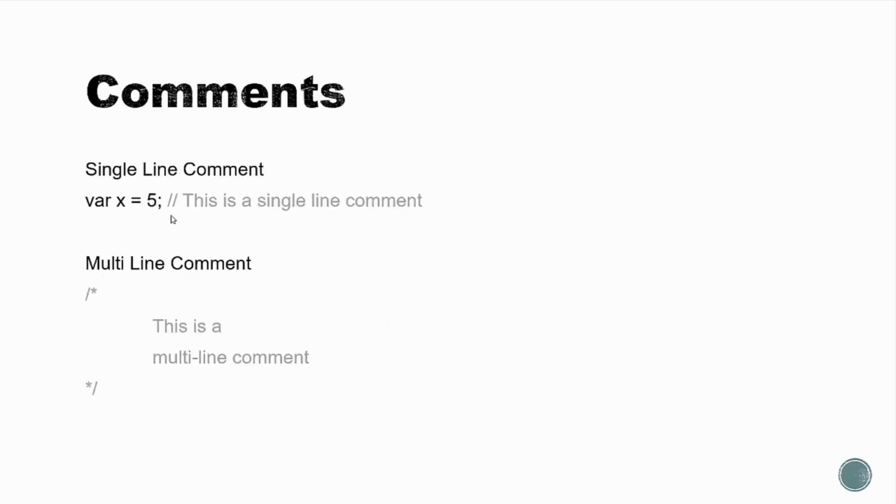Comments are really easy. This is a single line comment. You want to use the double forward slash. And then if you need to use more than one line, you can use the slash asterisk and end it with asterisk slash, and you can put your comment on as many lines as needed.